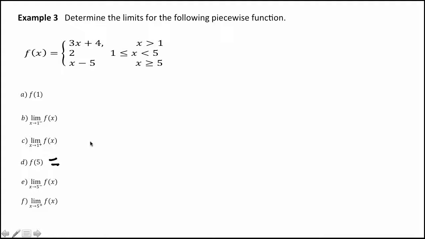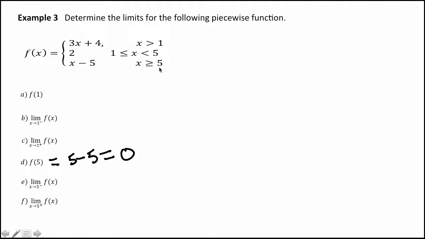F of 5, so you're looking at where x is equal to 5. The only condition where you have x is equal to 5 is here, where you have the bar. So when x is equal to 5, then you're going to plug in 5 minus 5 here, right? X minus 5, which is going to be 5 minus 5, which is 0.